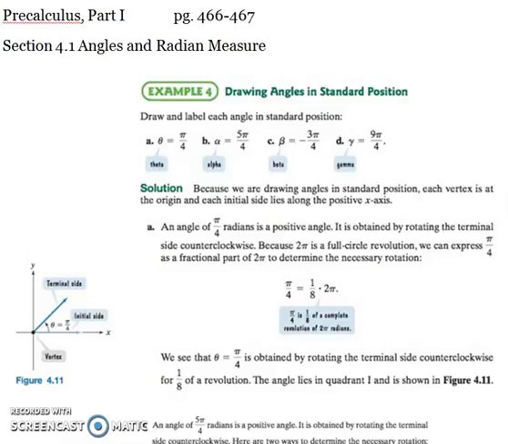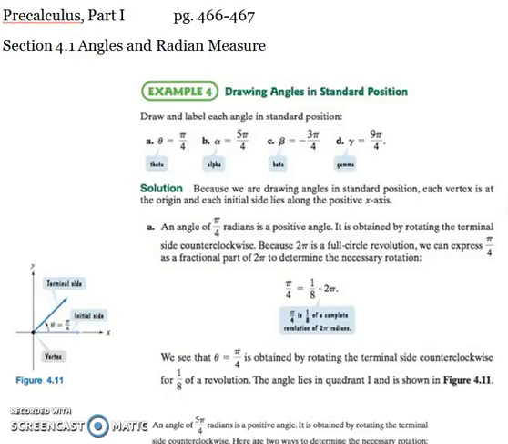This is Pre-Calculus Part 1, Section 4.1, Angles and Radian Measure, page 466, Example 4, Drawing Angles in Standard Position. First of all, standard position means that your vertex is at the point 0, 0, and one of the sides is on the x-axis, the positive side of the x-axis.